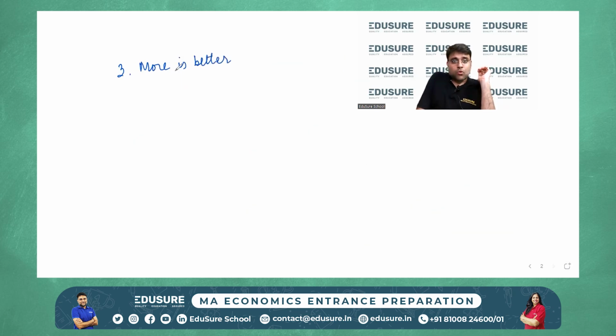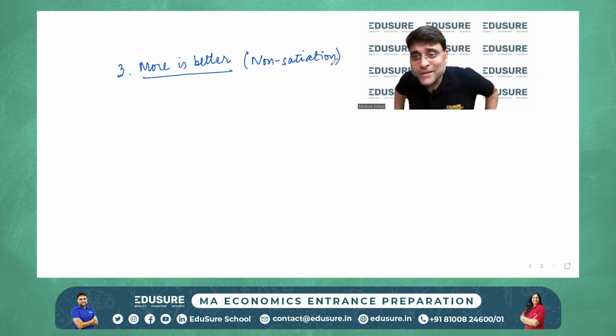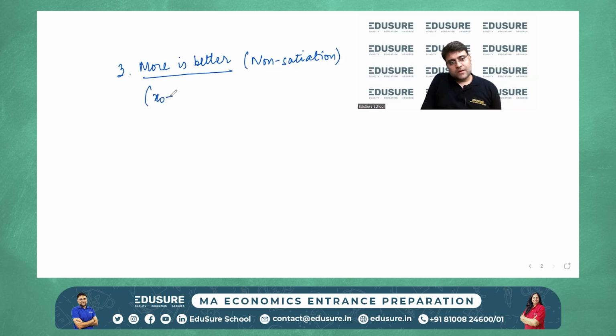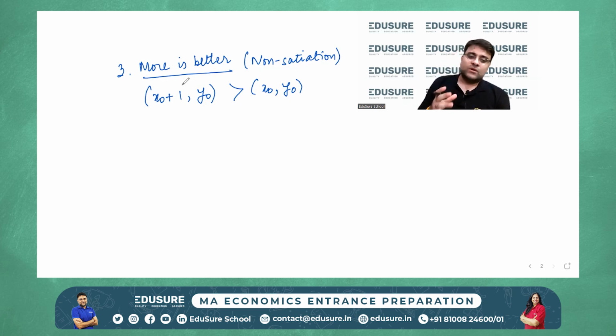Third, more is better. This is also called the property of non-satiation. What does this mean? This means that if I increase my consumption of X or Y, that is, if I increase my X consumption, keeping my Y consumption the same, this bundle will be preferred over this bundle. So if I only increase X by some positive amount, here I have only given an example of one, the new bundle shall be preferred over the older bundle. More is better. More is preferred to less.